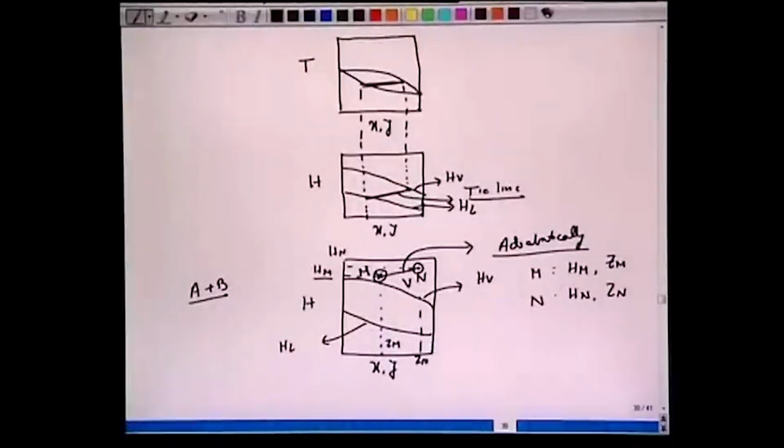So this calculation should hold good for any two points on this HXY diagram. For example, if we choose M here and N here, and we mix these two fluids adiabatically, then we can write the material balance and the energy balance like this. So we have now P equals M plus N.